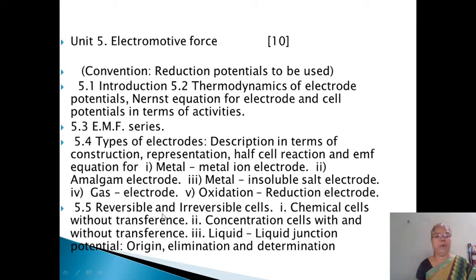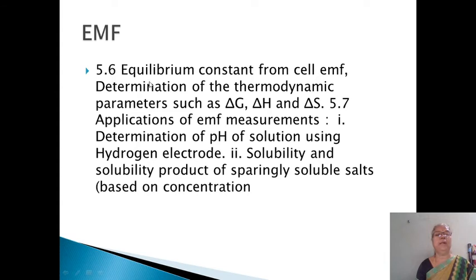Then the next point, reversible and irreversible cells, chemical cells without transference, then concentration cells with and without transference. Then the next point, liquid junction potential, its origin, elimination and determination. And the next point is equilibrium constant from cell EMF, determination of thermodynamic parameters such as delta G, delta H and delta S.